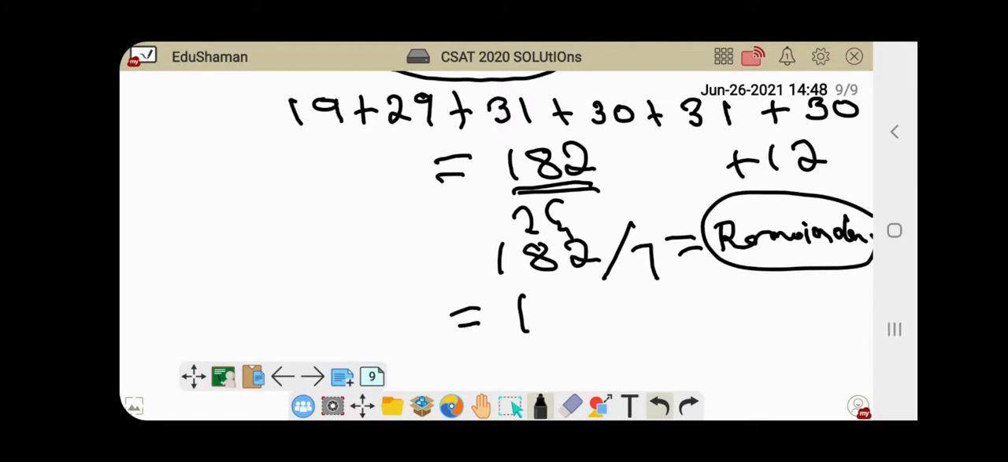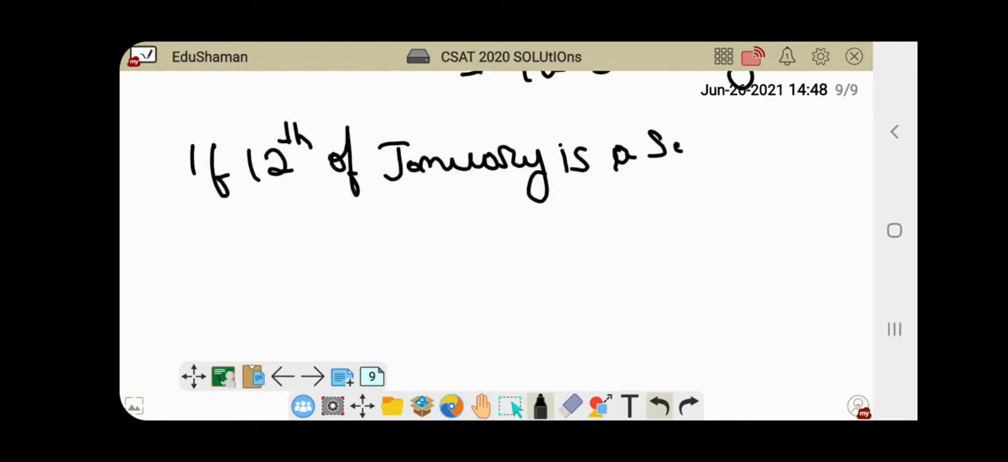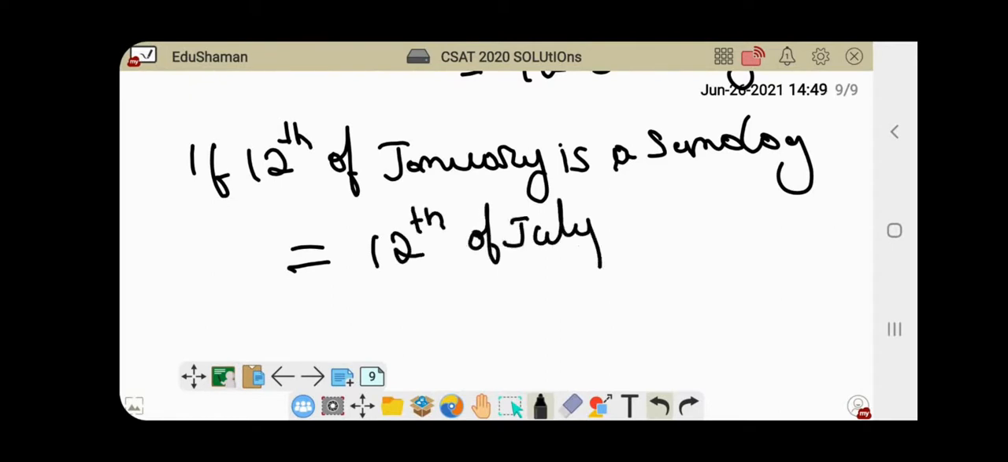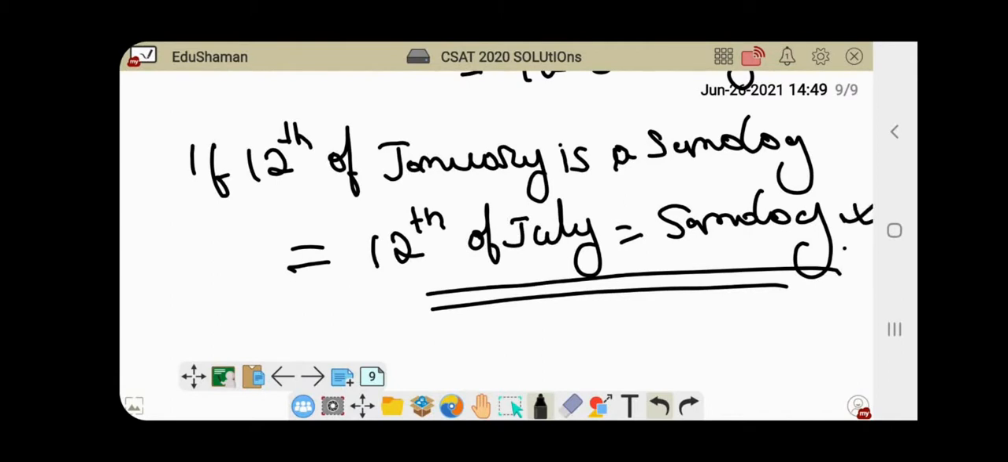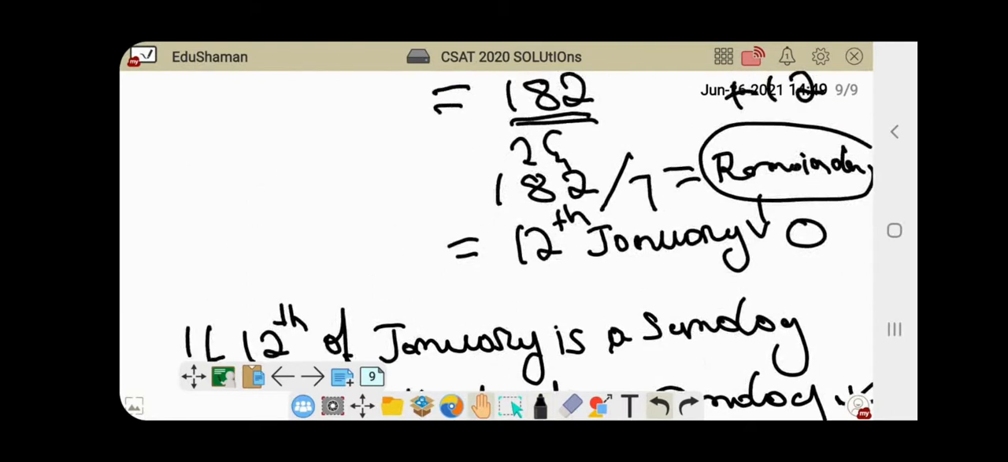So if 12th of January, the remainder becomes 0. So if 12th of January is a Sunday, then that would also mean that 12th of July is also Sunday. Okay, so we now know that 12th of July is a Sunday. So let's check the options. If you see option C, they say that 12th of July is a Sunday if the year is a leap year, and that's the right option. C becomes the right option here.